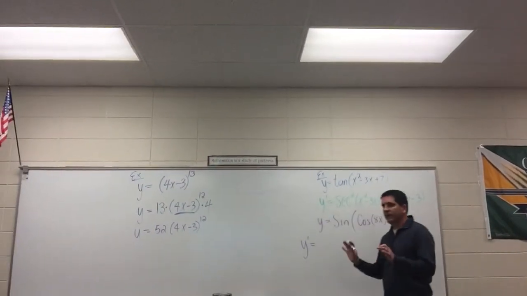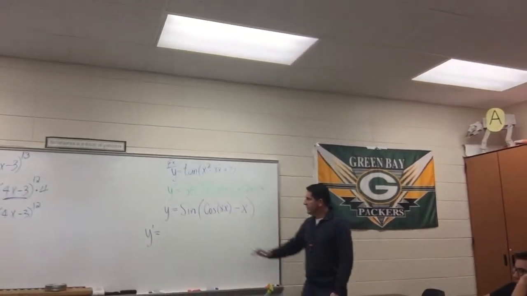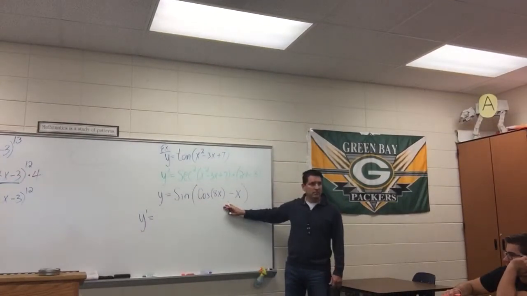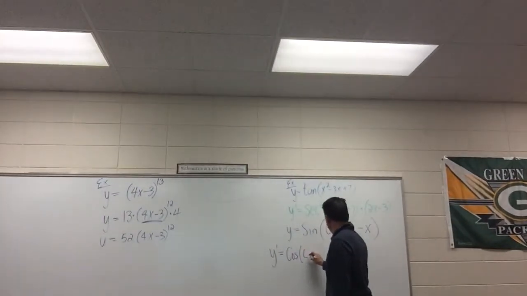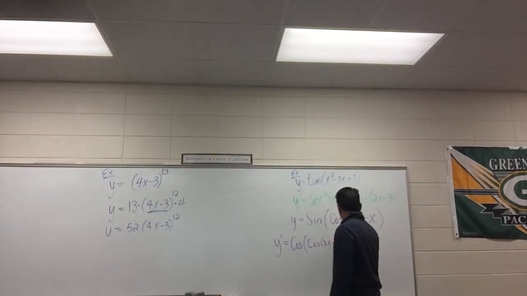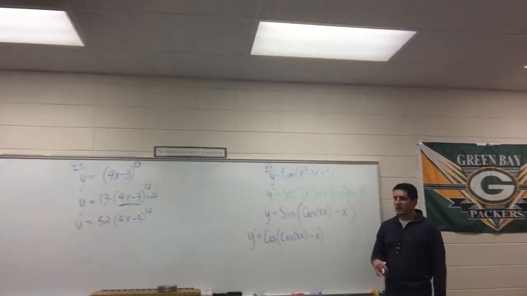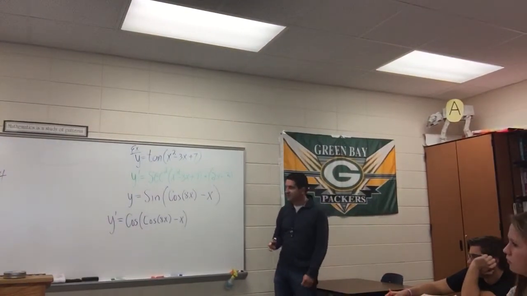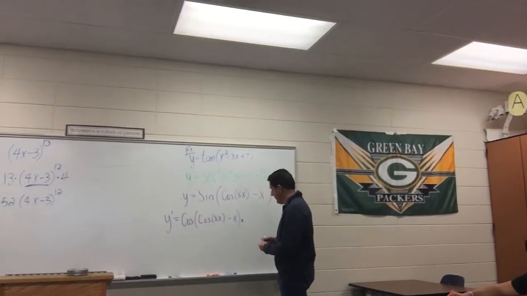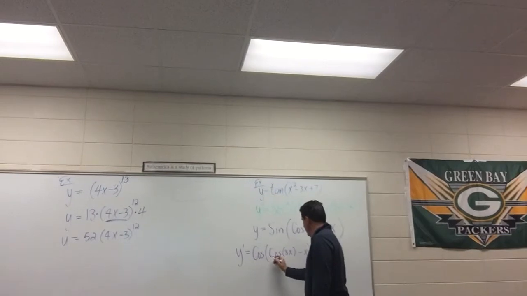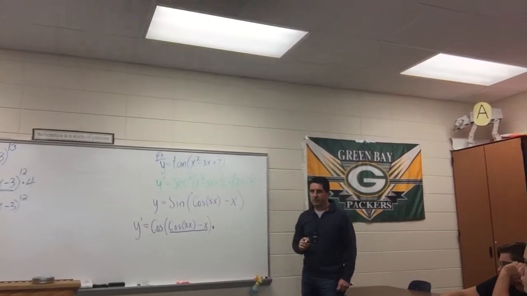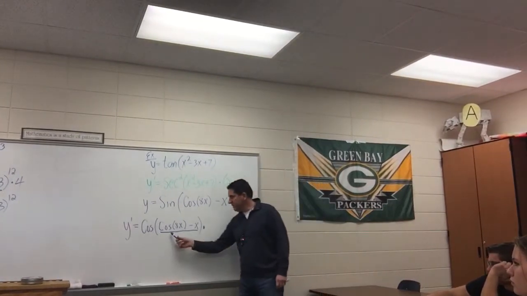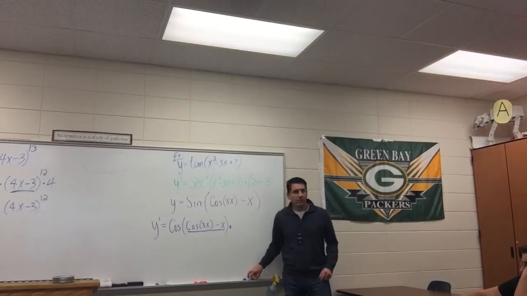Y prime equals, following the rule, the technique that we've said, the derivative of the sine of something, right? So is the cosine of the something. So we do the cosine of 8x minus x, like this. Everybody get the first step? Okay. Now we got to multiply by the derivative of what's inside. Okay. What happens here? What's the derivative of the cosine of 8x?